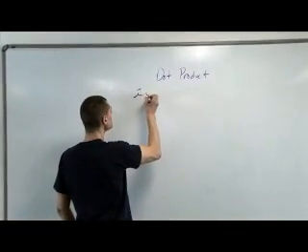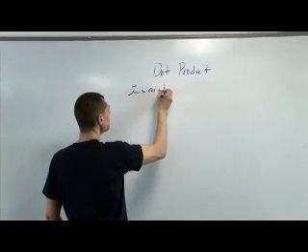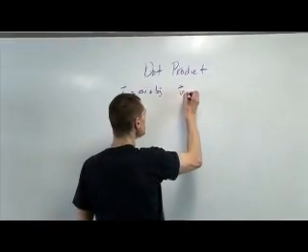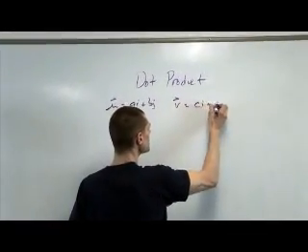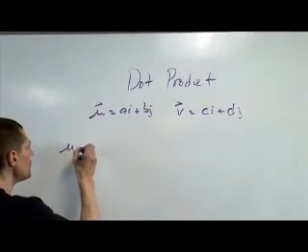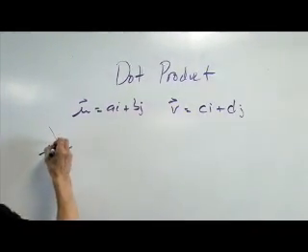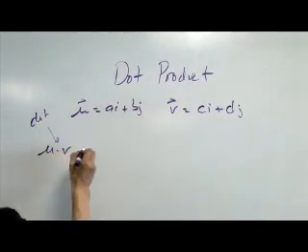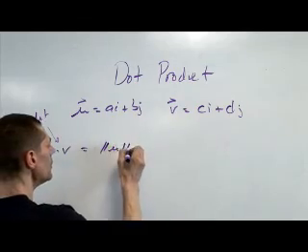Suppose U is equal to Ai plus Bj, and V is equal to Ci plus Dj. By definition, U dot V, and this little times thing is called dot, is the norm of U.